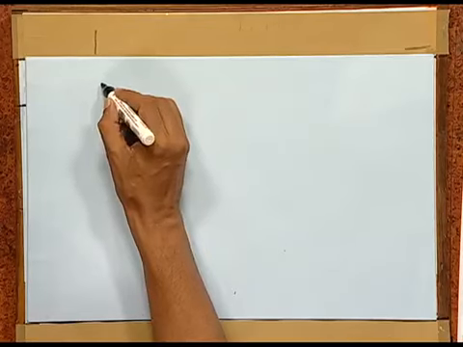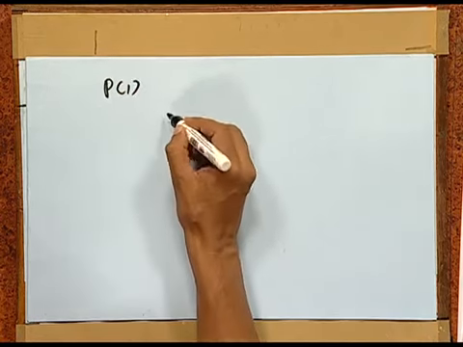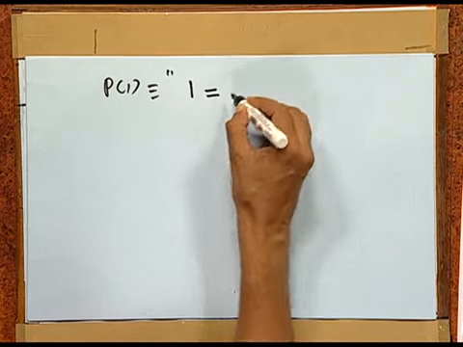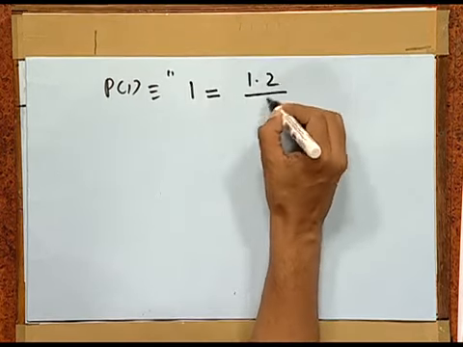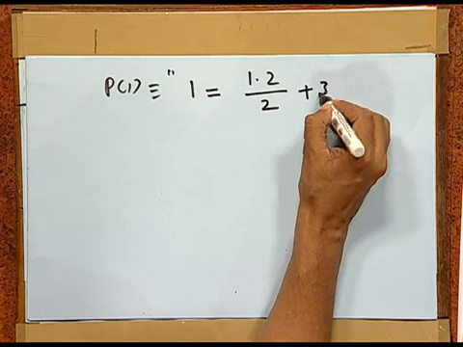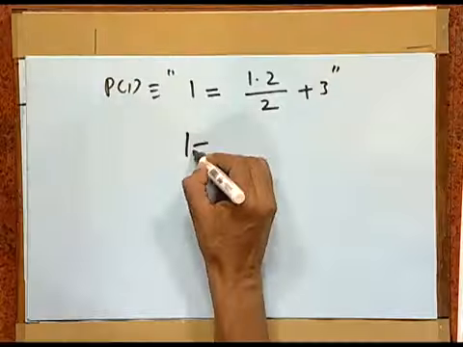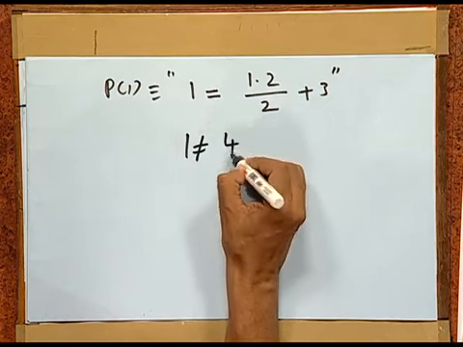Why did it happen? What has gone wrong? If you check for P(1), this becomes 1 equal to 1·2/2 + 3, which is not correct, because 1 cannot be equal to 4. So, this example clearly indicates that both the steps are essential in proving via mathematical induction.